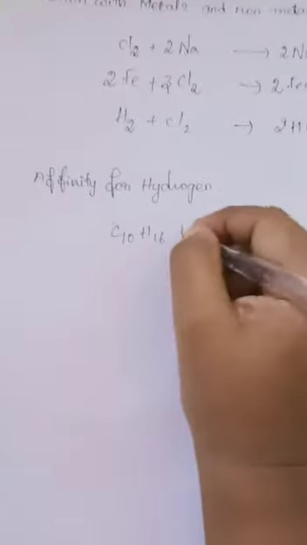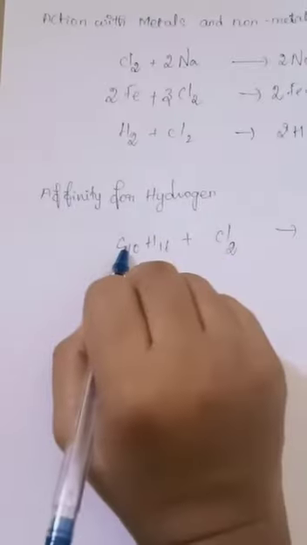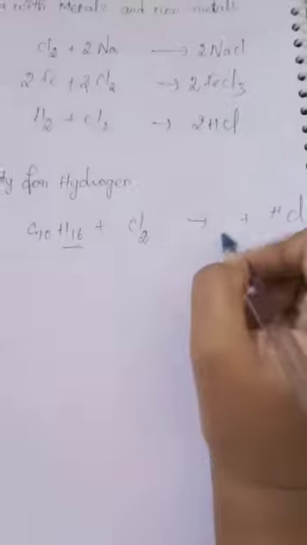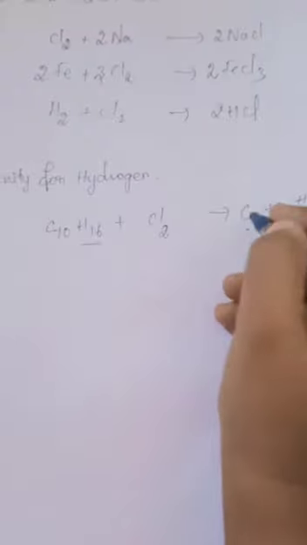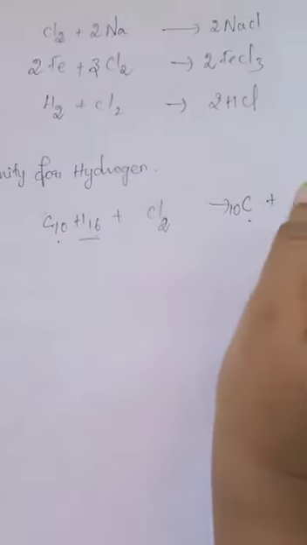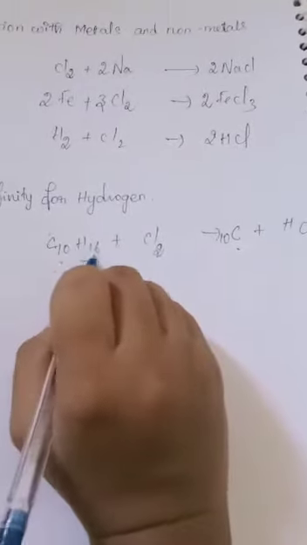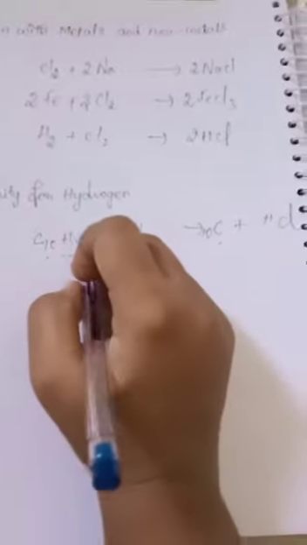C10H16 plus chlorine Cl2. What will happen? Chlorine has a high affinity to hydrogen, so it forms HCl, and here only carbon is left. How many carbons are here? 10 carbons. Then Cl2 and H16. So we have to balance this. I put 8 here, therefore these are 16. So what will happen? 16 HCl.